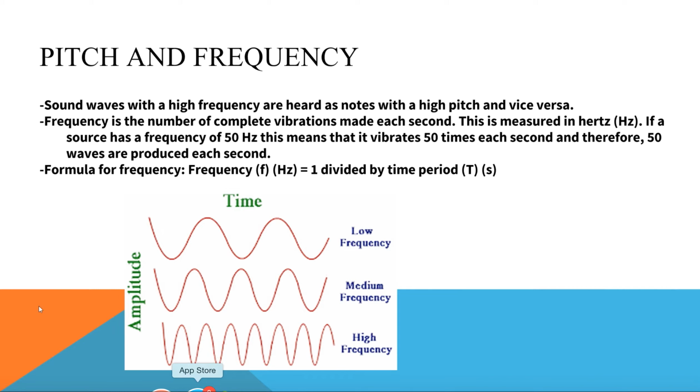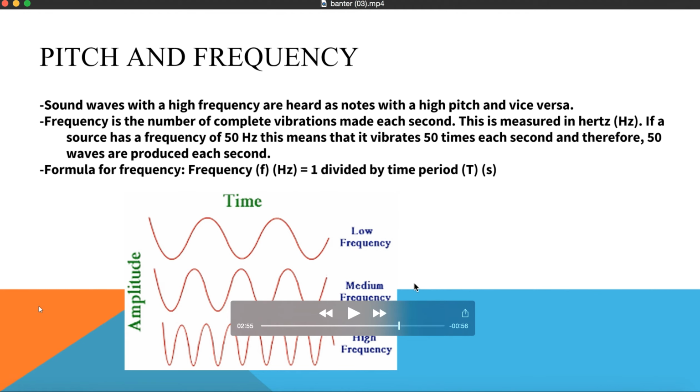The formula for frequency, or F, equals 1 divided by the time period. And as you can see, here are some examples.